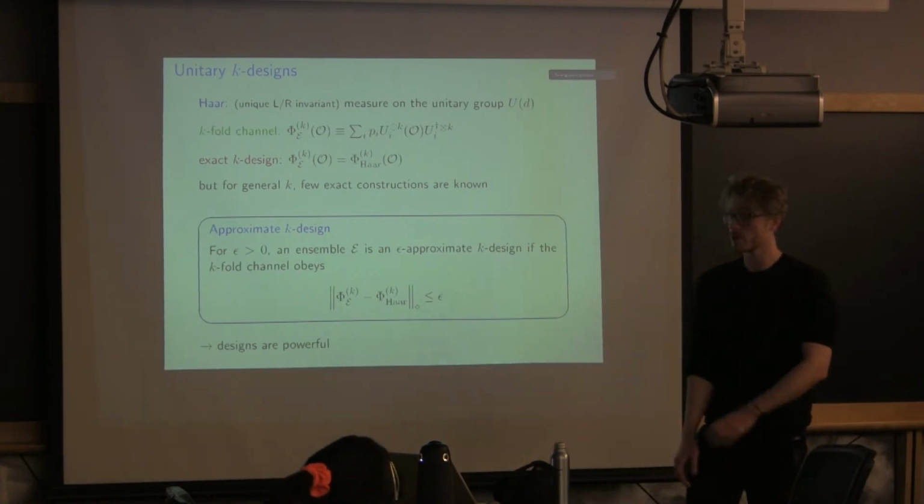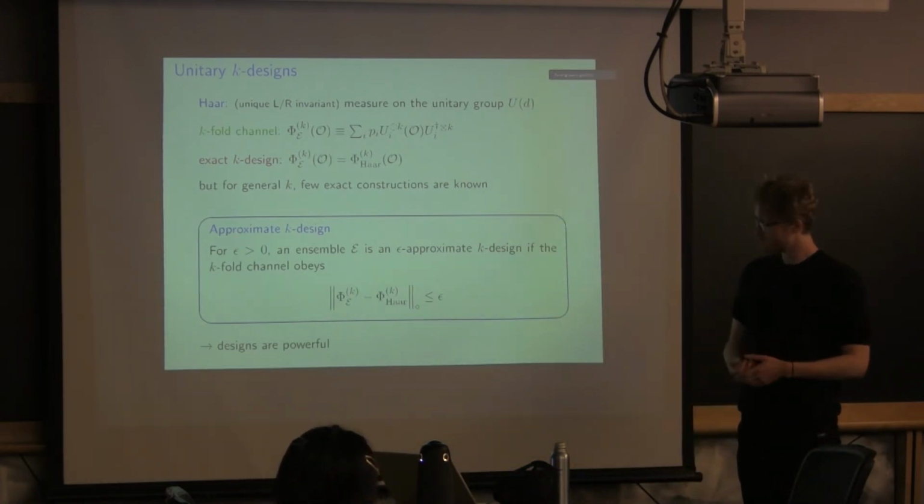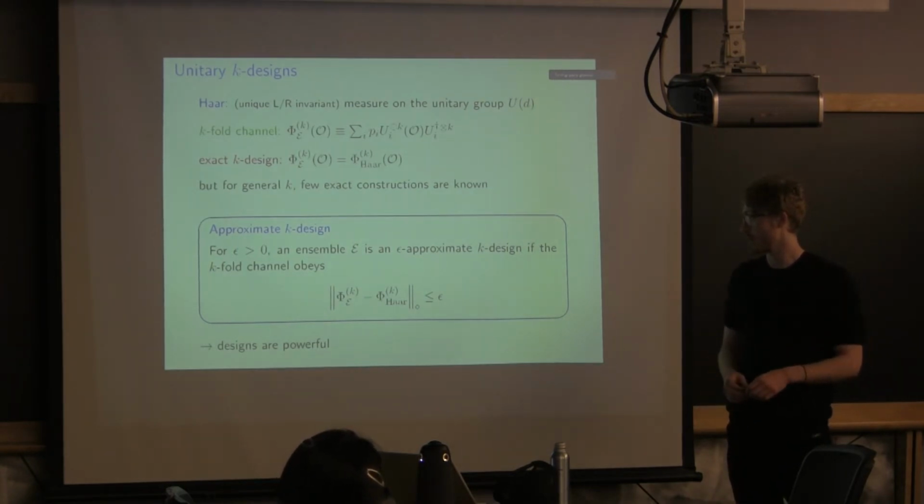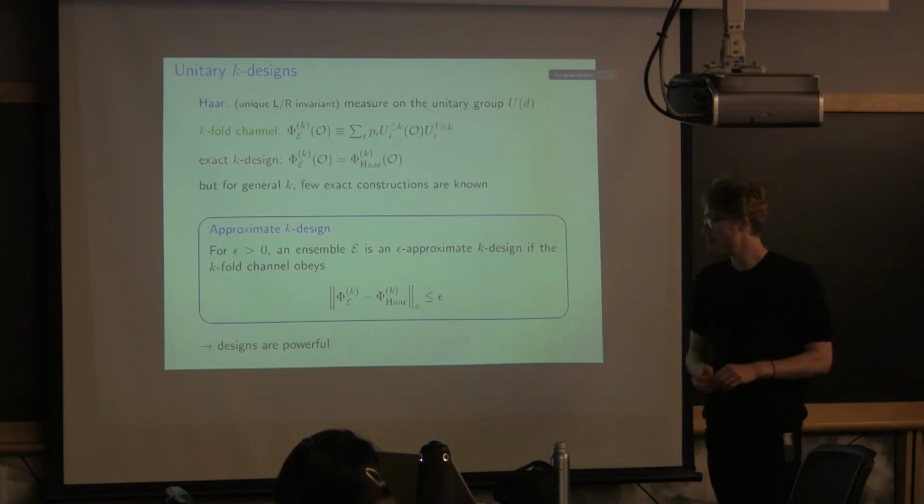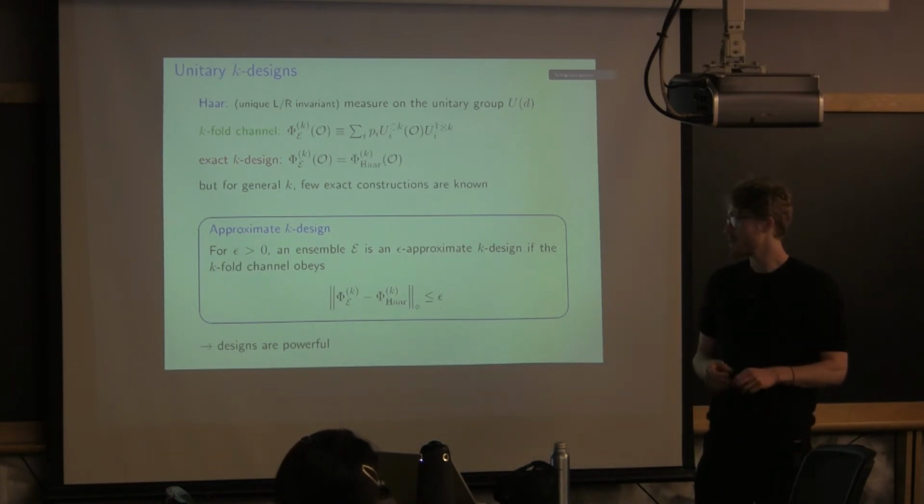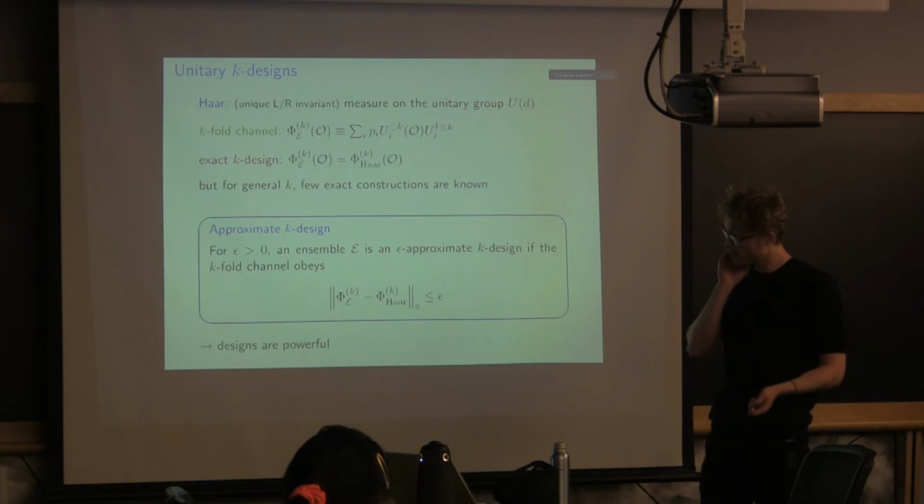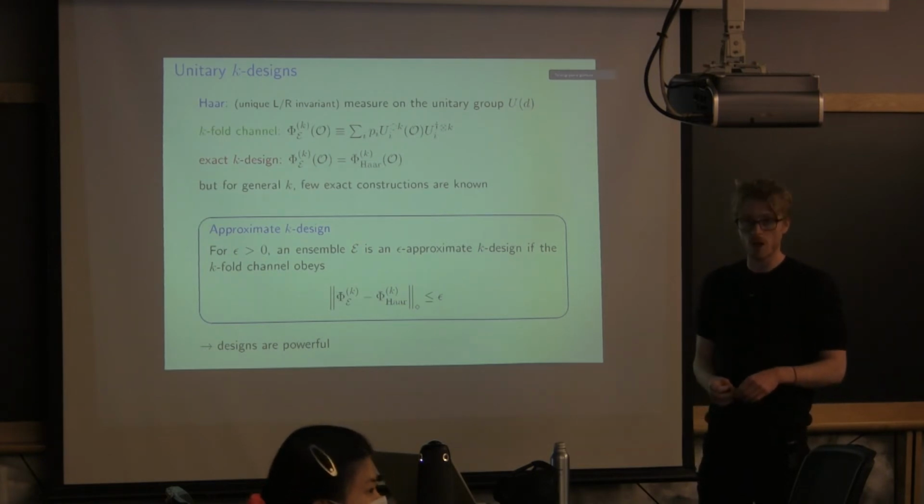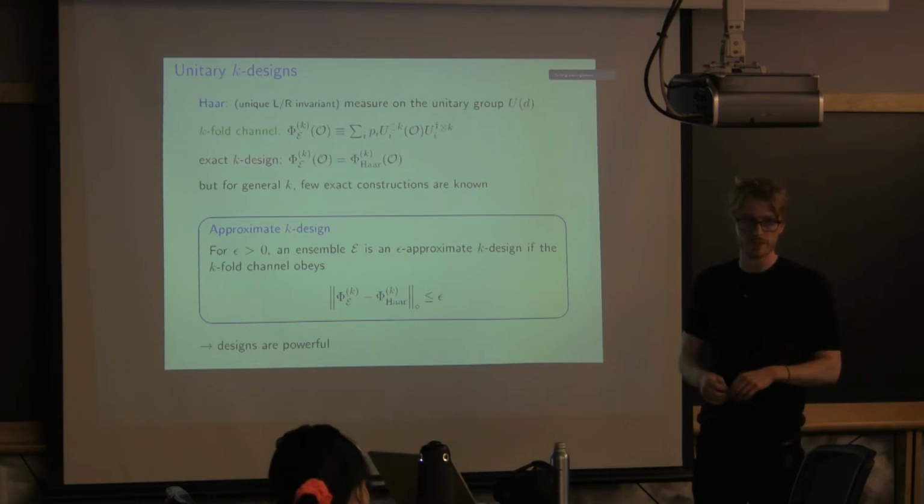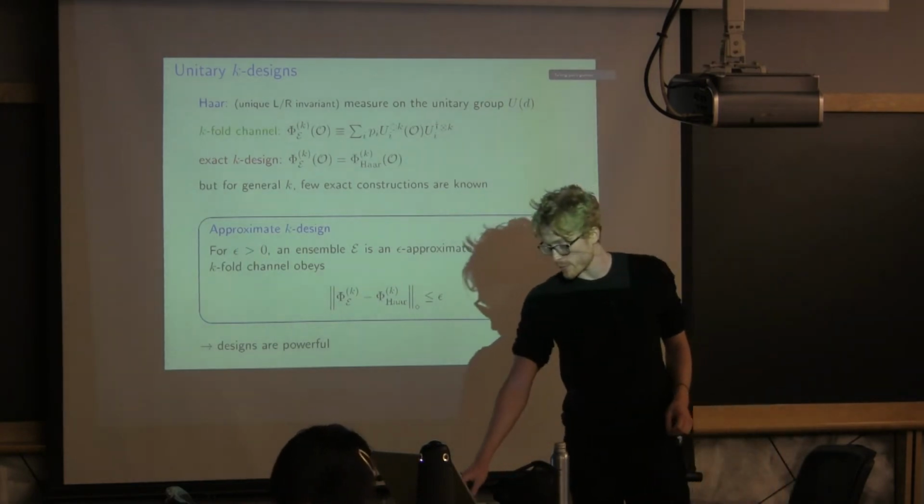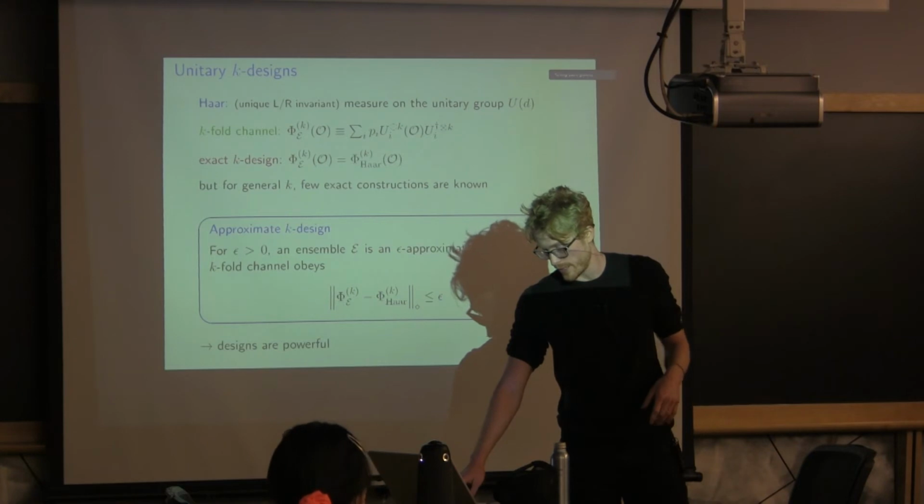So in quantum information, we often like to consider approximate designs. This is an ensemble of unitaries for which the k-fold channels are close in some norm. Designs are very powerful and useful notions in quantum information because they allow you to implement full Haar randomness with relative efficiency. So you can get all these nice Haar random results without having to apply exponentially deep circuits.